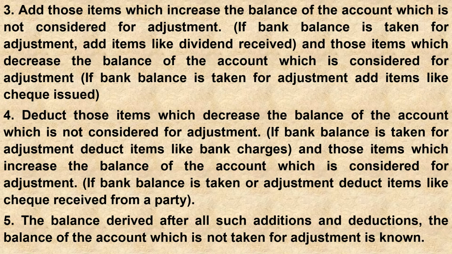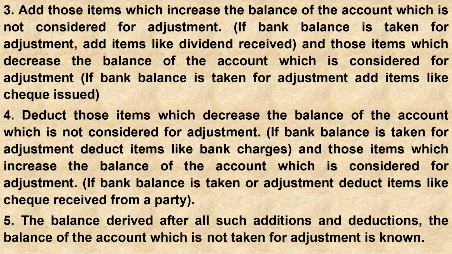3. Add those items which increase the balance of the account which is not considered for adjustment. If bank balance is taken for adjustment, add items like dividend received, and those items which decrease the balance of the account which is considered for adjustment. If bank balance is taken for adjustment, add items like check issued.